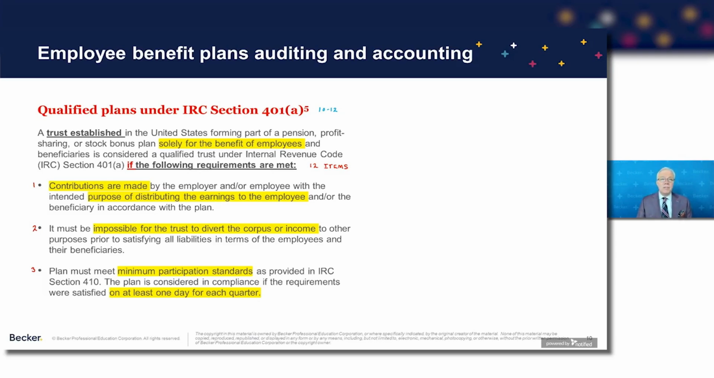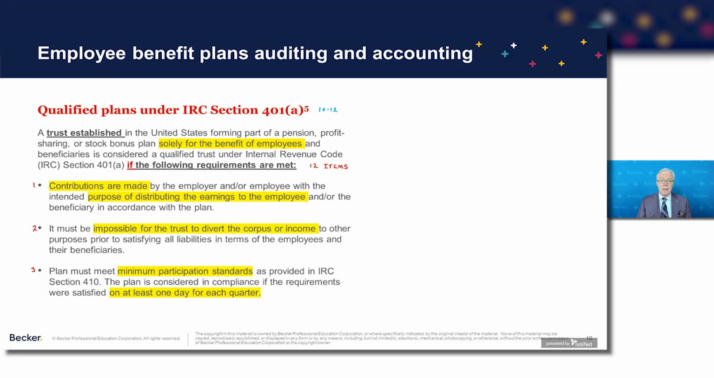Now, ultimately, in this case, it's considered a qualified trust under the Internal Revenue Code if the following requirements are met. And we have got 12 of them. Number one, contributions are made by the employer and/or the employee. Some are going to be matching, some are only the employer, some are only the employee, with the intended purpose of eventually distributing the earnings to the employee or possibly a beneficiary if they don't survive.